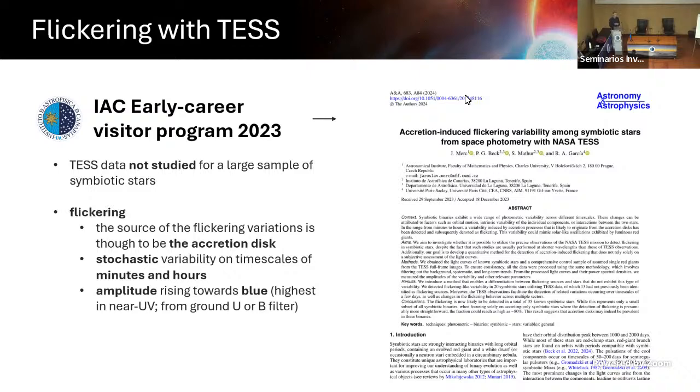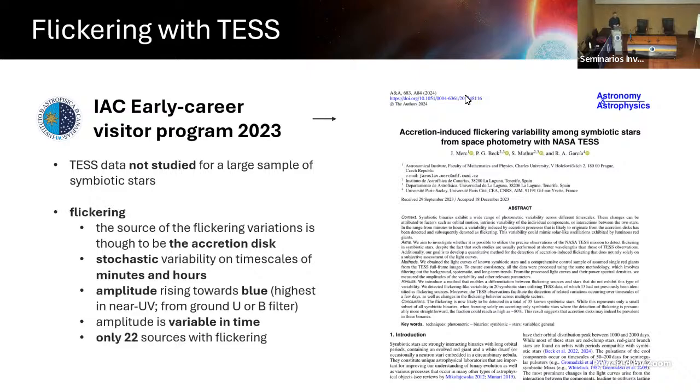From the ground, nowadays we are limited to B filter observations, because if you go more to the red, you don't see anything. And in U filter, you are not very sensitive with modern CCDs. So basically, the ground-based studies are typically in B filter. What we also know about the flickering from a few ground-based studies is that it's variable in time. It's connected with the accretion. So if this accretion changes, then the flickering, which is the signal from there, will change as well.